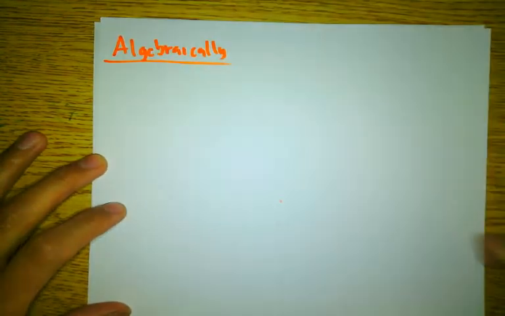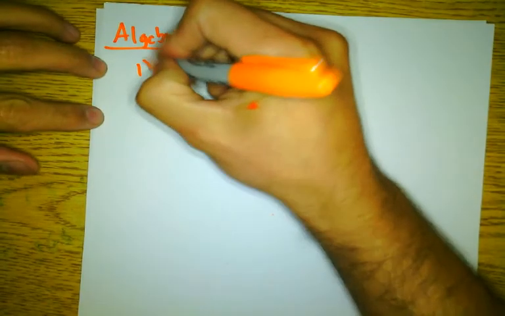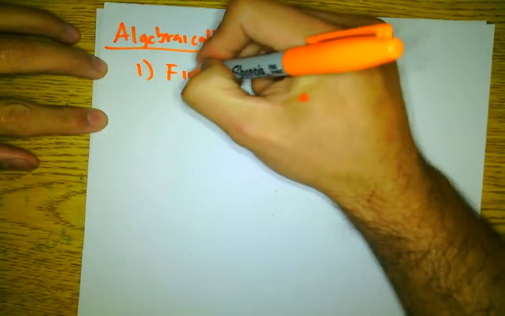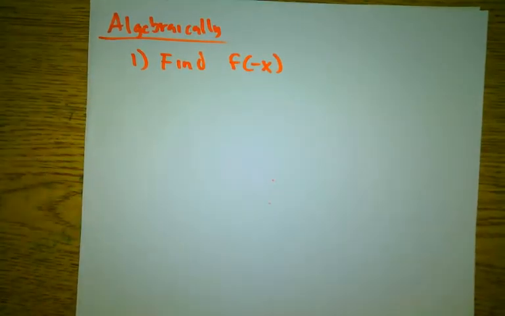So, algebraically. There's two steps. Okay? The first step is you need to find f of negative x. Okay. I understand what that means. Do you understand what that means? Yes? Can anybody tell me what it is that is asking you to do? Not the inverse, unfortunately. What do you mean the negative? The negative of f? No, unfortunately, that's not asking me.